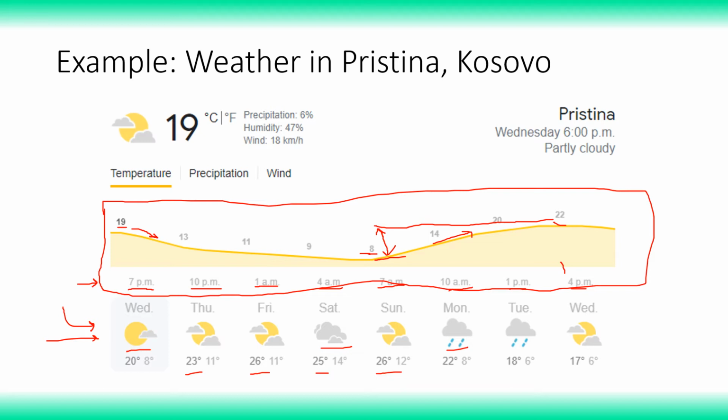Now, before we get into a discussion on climate, I'll also show you these two other tabs, this precipitation and wind tabs, just so you can see how the precipitation and wind are also expected to change over the next 24 hours.